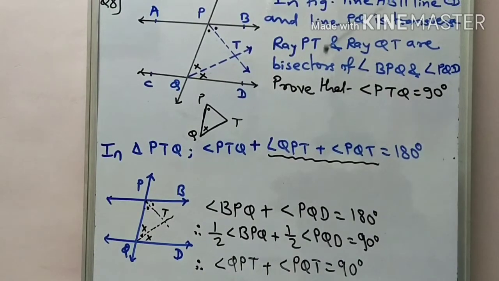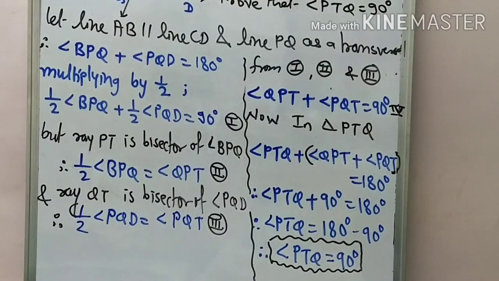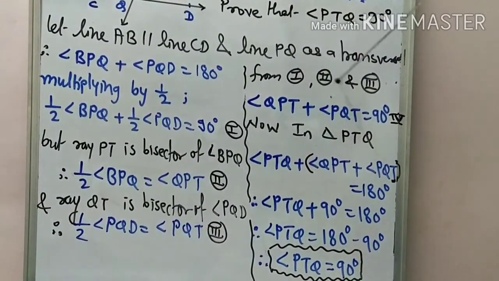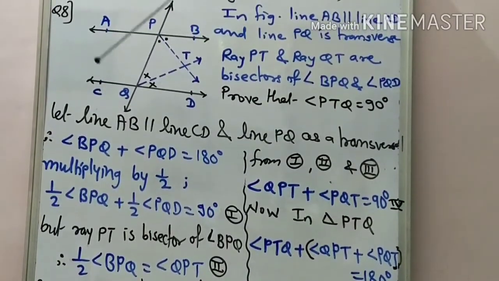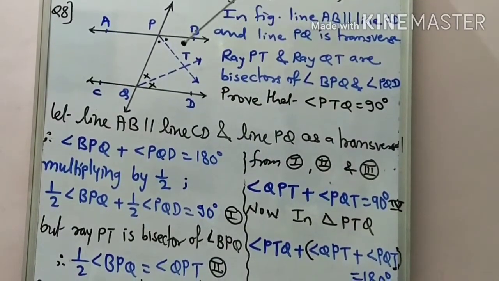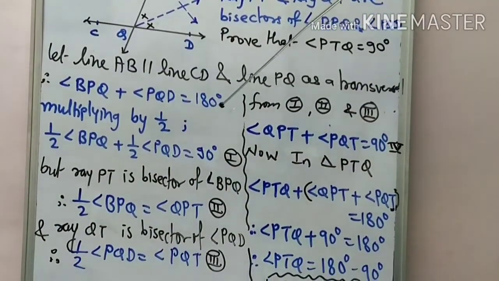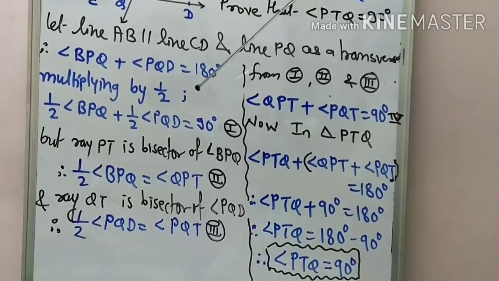Okay, so now pay attention over here to how we write the solution, or how we prove this, at the steps of this example. Okay, so like this we prove it. First we take the interior angle theorem: line AB is parallel to line CD and line PQ is a transversal, as given. So angle BPQ plus angle PQD is equal to 180 degrees, with the reason: interior angle theorem.